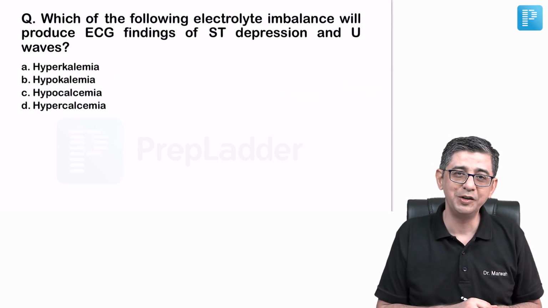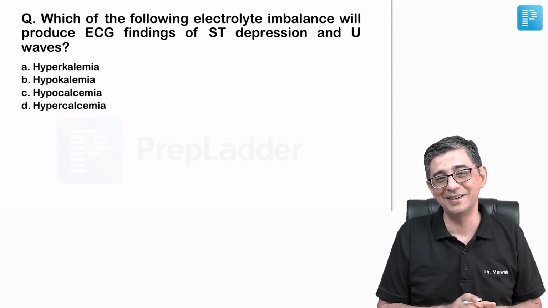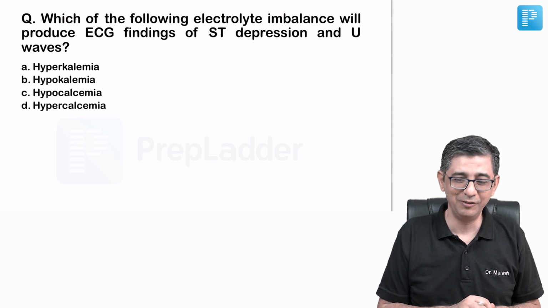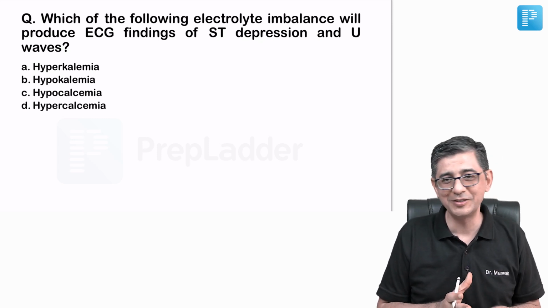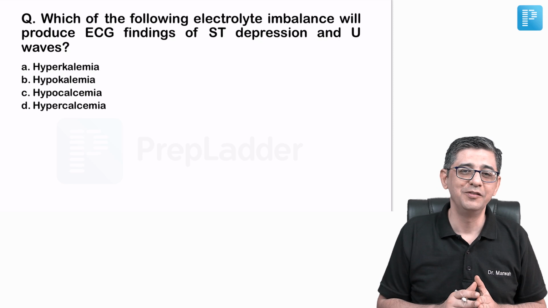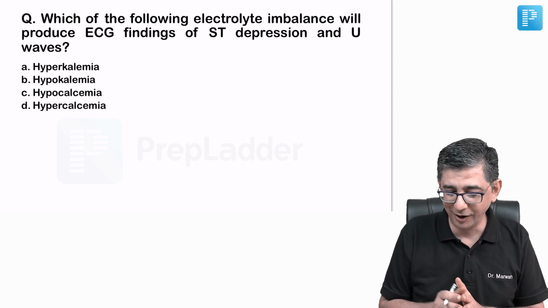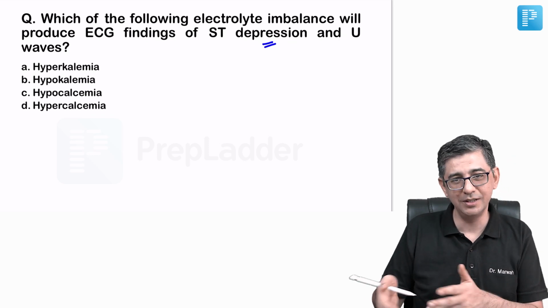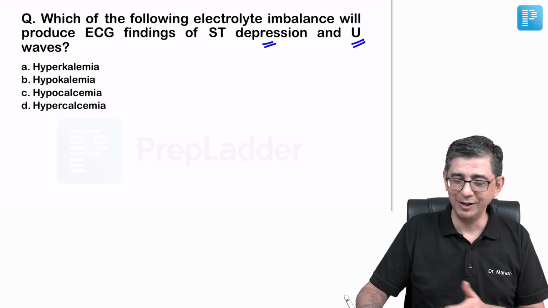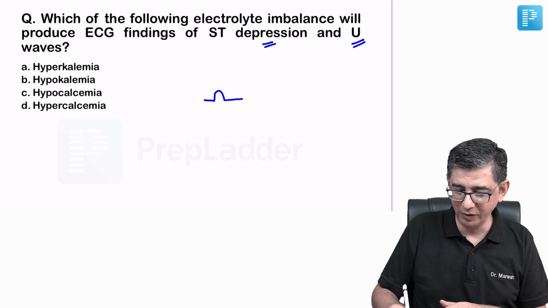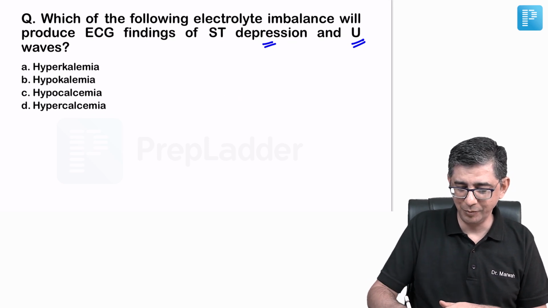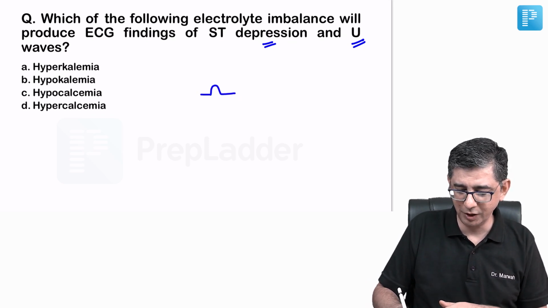This is the kind of question which we wish is always asked in the exam, and when you read this one, you are like, oh yes, man. I want questions like this. Which of the following electrolyte imbalance? Reading this will bring a smile to your face that, okay, I want this kind of question, and questions like these to be asked. Straightforward ST depression and a T wave and a U wave. So let me just sketch it. Hypokalemia causes T waves to become negative.